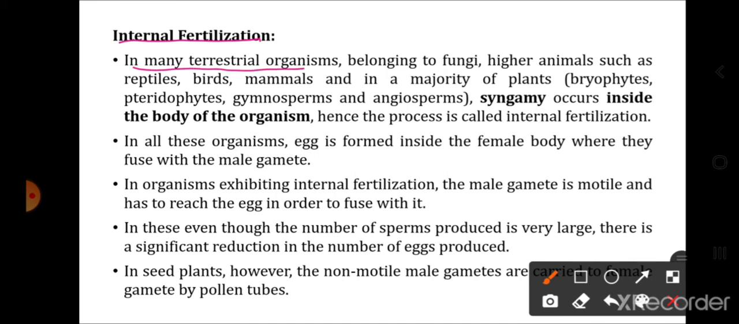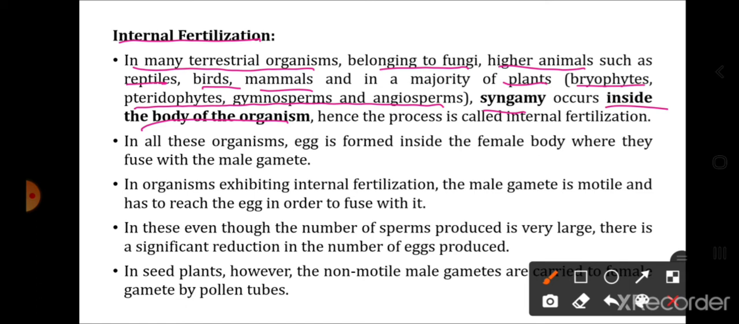In many terrestrial organisms belonging to fungi, higher plants, and animals such as reptiles, birds, mammals, and the majority of the plants like bryophytes, pteridophytes, gymnosperms, and angiosperms, syngamy occurs inside the body of the organism, and hence that process is called internal fertilization. So, if the fusion of the gametes occurs within the body of the female organism, it is called internal fertilization.